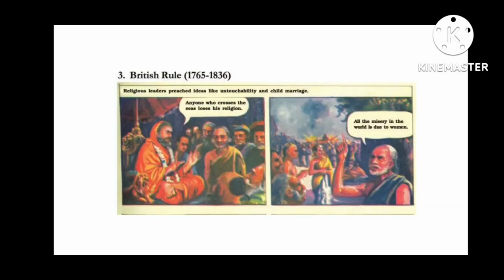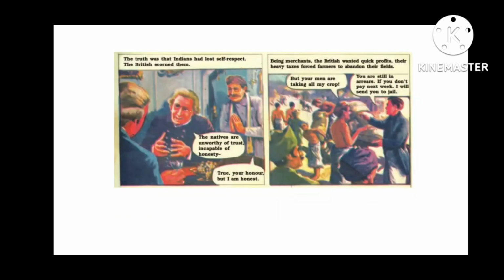Religious leaders used to teach ideas like untouchability and child marriage. Untouchability was a system in which society was divided on the basis of caste, and some castes were considered so low that they were not even allowed to touch. Children were married at a very early age. Crossing the sea was considered against religion. Women had no rights. In fact, they were considered the cause of all the problems in the world. So the society had such regressive thoughts.